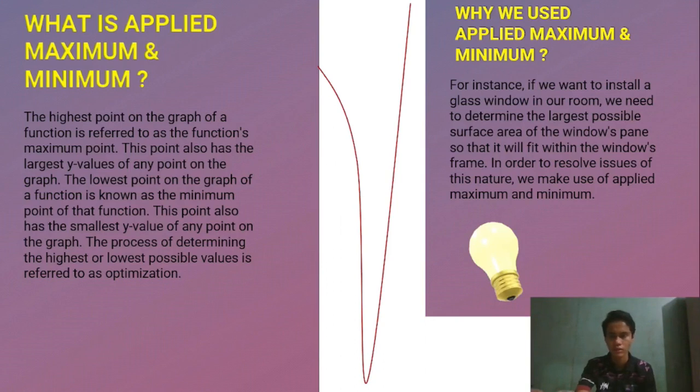So, why do we use applied maximum and minimum? Basically, for instance, if we want to install a glass window in our room, we need to determine the largest possible surface area of the window's pane so that it will fit within the window's frame. In order to resolve issues of this nature, we make use of applied maximum and minimum.